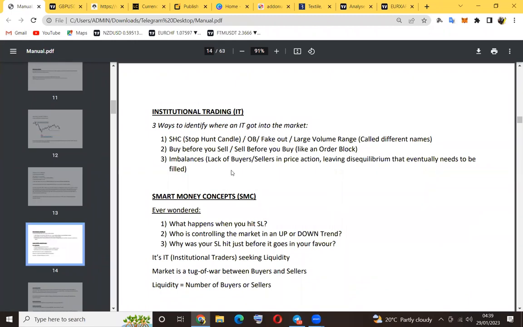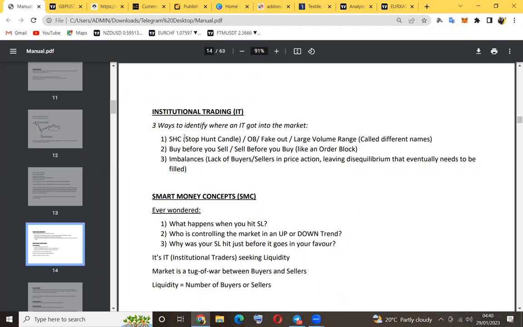Here we're going to be talking about institutional trading. Three ways to identify where an institution got into the market. My friends, this is now the core of what we are going to be doing. We are going to learn how to identify where an institution entered the market.